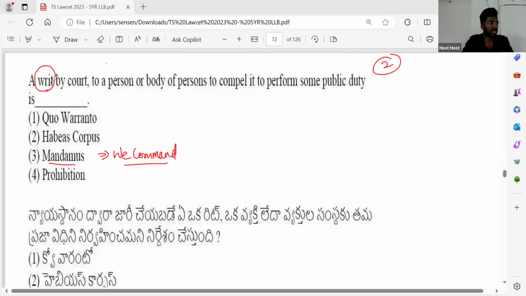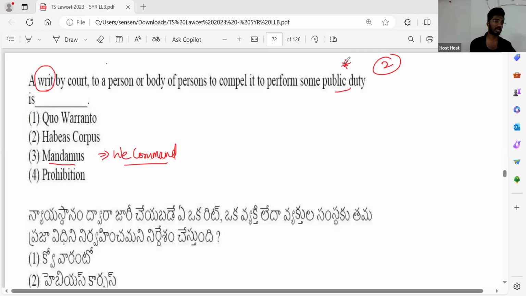What is the meaning of writ? A writ is basically an order which is issued by the court when your fundamental rights are violated. Now, what is the writ of mandamus? It means that whenever a public official, look at this one, public duty. So who will perform a public duty? A public officer, right? Whenever a public officer is not doing his duty, and as a result a person's fundamental rights are violated, then the person can go directly to the Supreme Court.